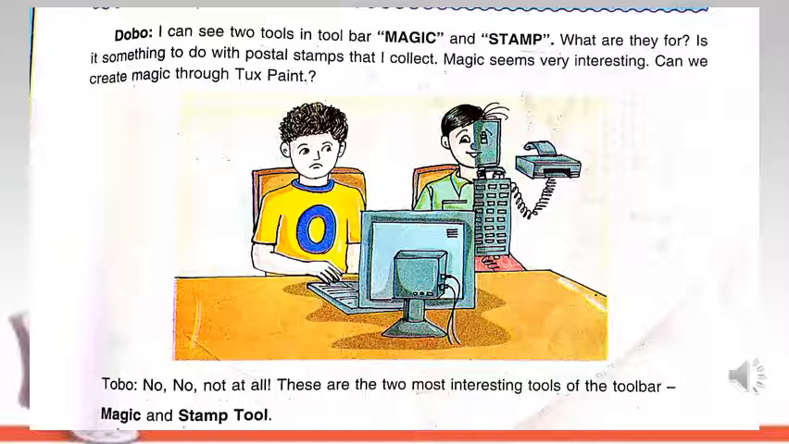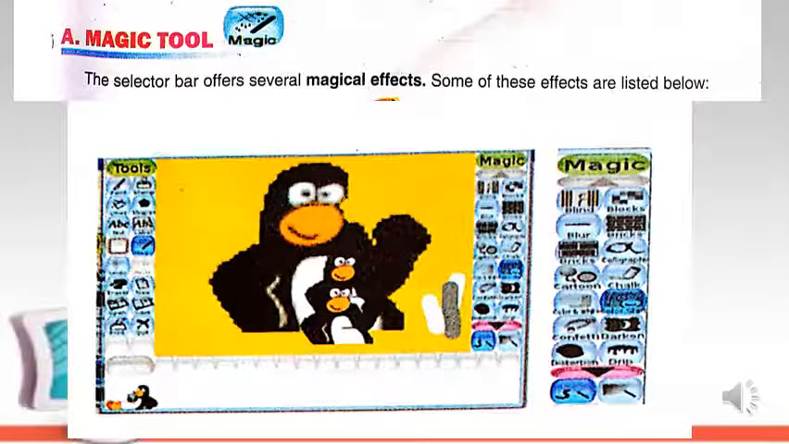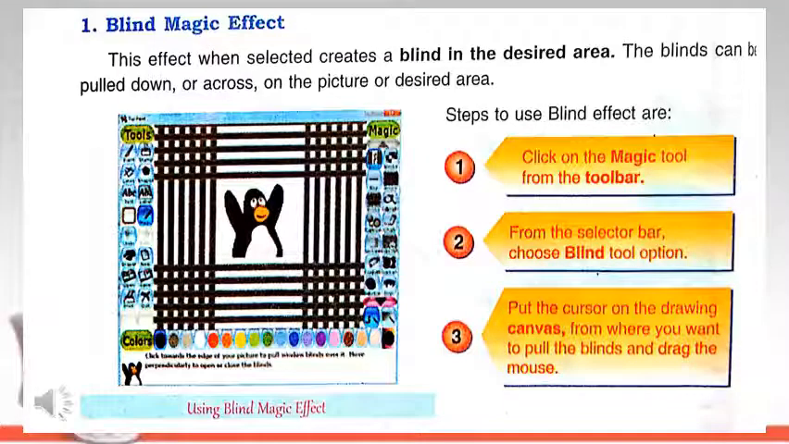Then Tobo says, no, not at all. There are two most interesting tools of the toolbox, that is, magic and stamp tool. Let's discuss the magic tools. The magic tool's logo is next to the text tool. Let's see. The selector bar offers several magical effects. Some of these effects are listed below. Let's see the first magical effect.